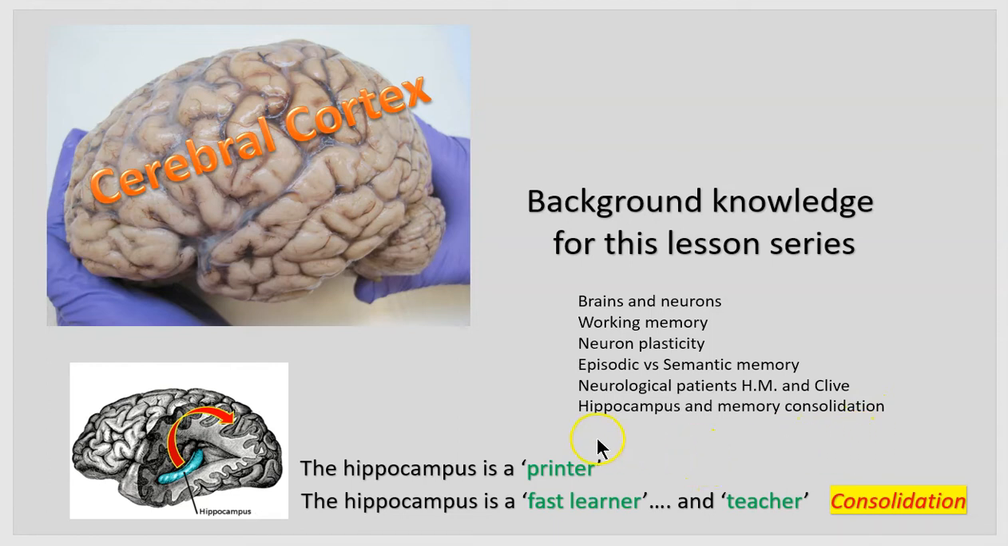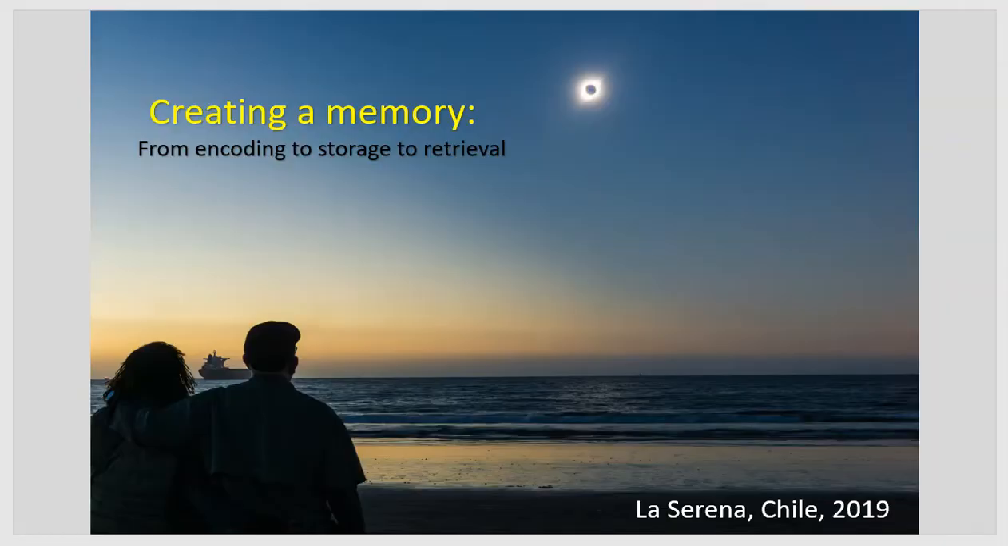In this background lesson, we also introduced two kinds of metaphors for the nature of the relationship between the hippocampus and the cortex. We'll say the hippocampus is a printer, going to be helping to print memories in the cortex, or the hippocampus is a learner itself and then a teacher. And that teaching process is what we call consolidation. We'll see these metaphors in the upcoming lesson here. So we're going to follow the path of a memory.